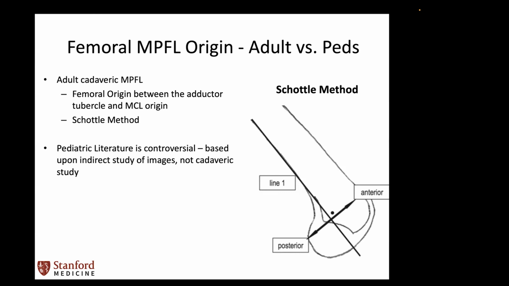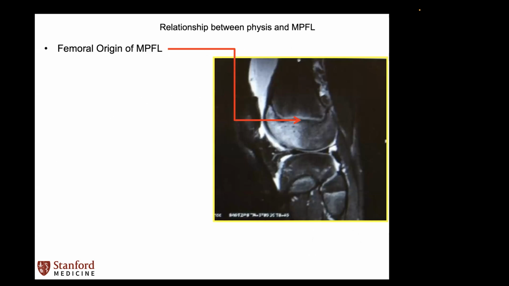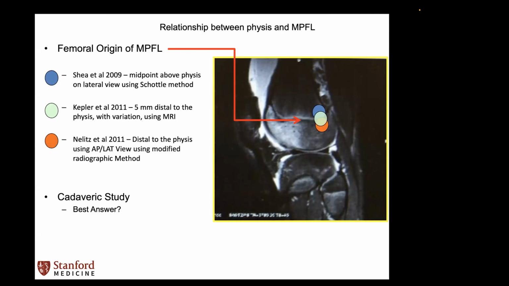At the time, there were no publications about the MPFL and its relationship to the pediatric physis. And so we did some studies basically taking Schöttle's technique and applying it to pediatric MRIs and pediatric x-rays. And this has led to a little bit of controversy over where the MPFL is with regard to the physis. Our first paper on this said it was just at the physis or slightly above using Schöttle's radiographic method. Kepler said it was about 5 millimeters distal to the physis with some variation using MRI, so an indirect imaging study. Another group looked at this again using a modified radiographic technique, and they thought it was distal to the physis as well. And so this led to me saying, well, let's do this on real tissue.